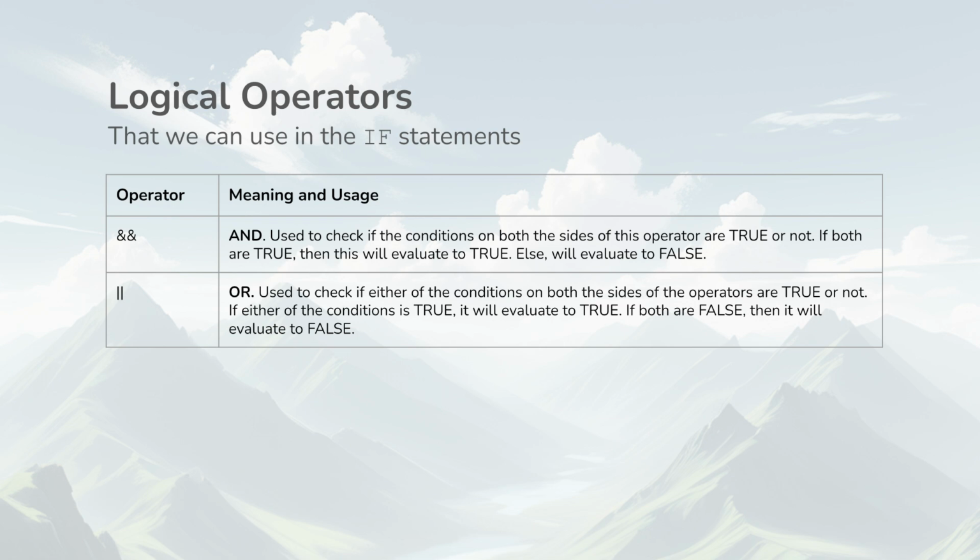The OR operator. This means that if either of the left side or right side condition evaluates to true, the OR operator will evaluate the condition to true. It is also possible that we use both of these logical operators together to evaluate more complex conditions.